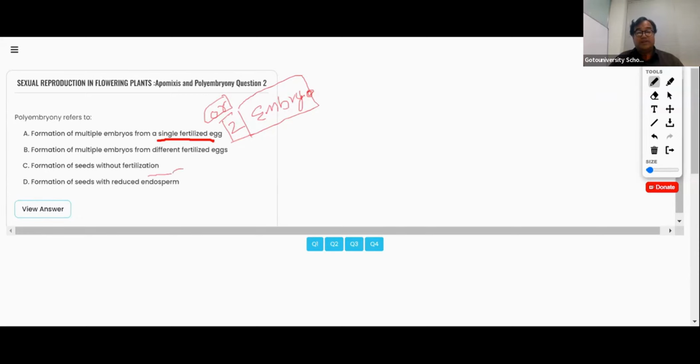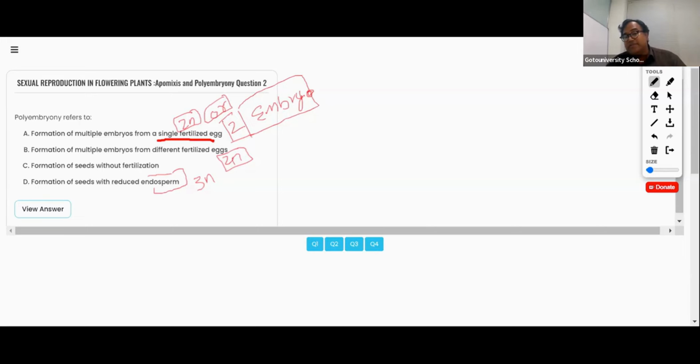Now, instead of using this word endosperm, in the upcoming board exam they will use 3N. They will use 2N here instead of this. So they won't use the direct word. Single fertilized egg will be replaced by 2N. Endosperm is replaced with 3N, right?